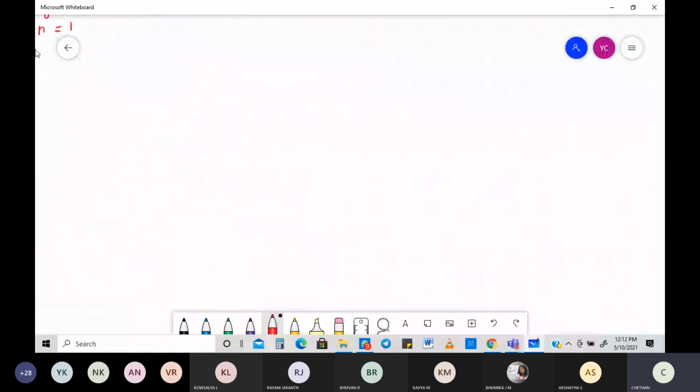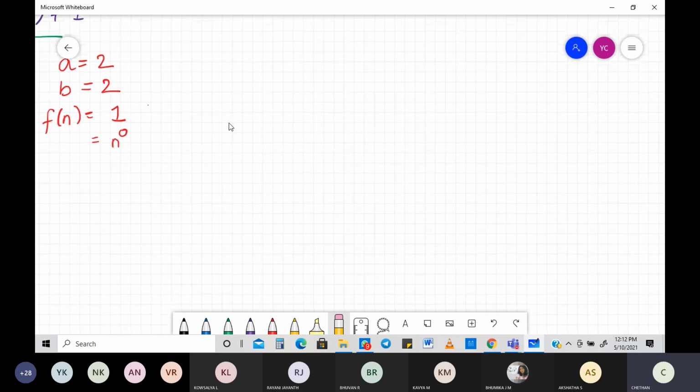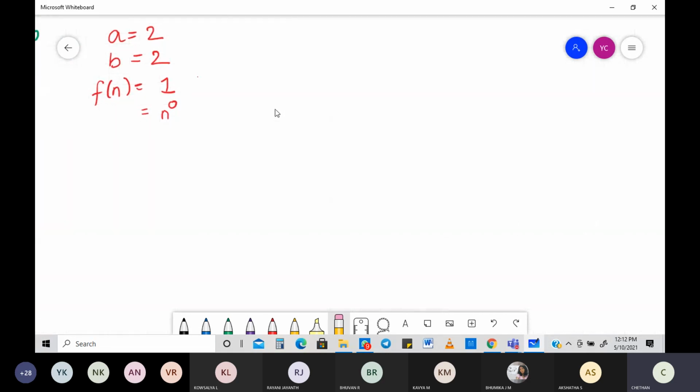One second, I'll just clear this off so that it will all be easy. I hope you know why I have taken n to the power of 0, which is equal to 1. It's general mathematics you must be able to know. Now, keeping these values, a is equal to 2, b is equal to 2, f(n) is equal to 1. How did we get this? By comparing it.